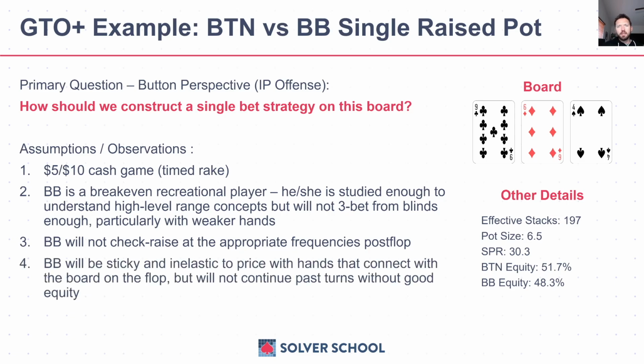And finally, the big blind is going to be sticky and inelastic to price with hands that connect with this board on the flop. But they're not going to necessarily continue past turns without good equity. So we can take that into account with some of our node locking in module 5, in that the big blind may over defend a little bit too much or defend appropriately here on the flop, but is going to release a lot of those hands on turns.